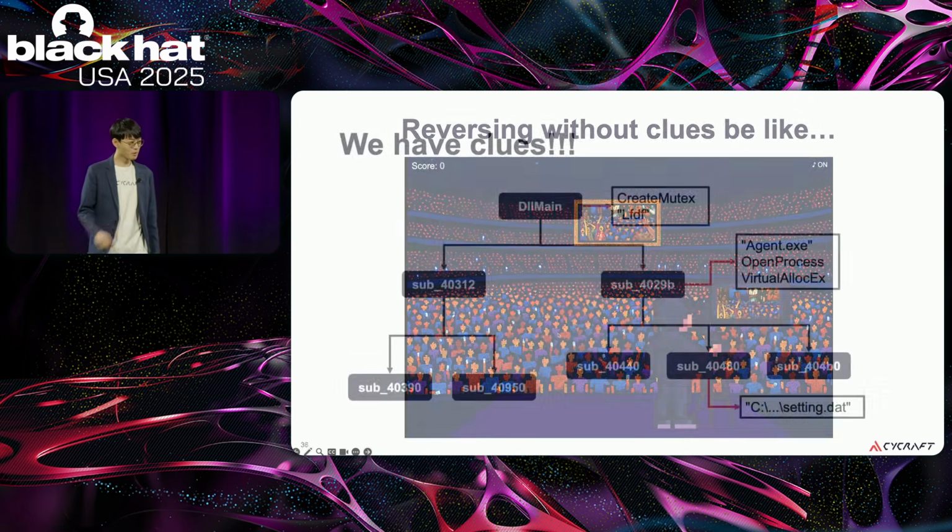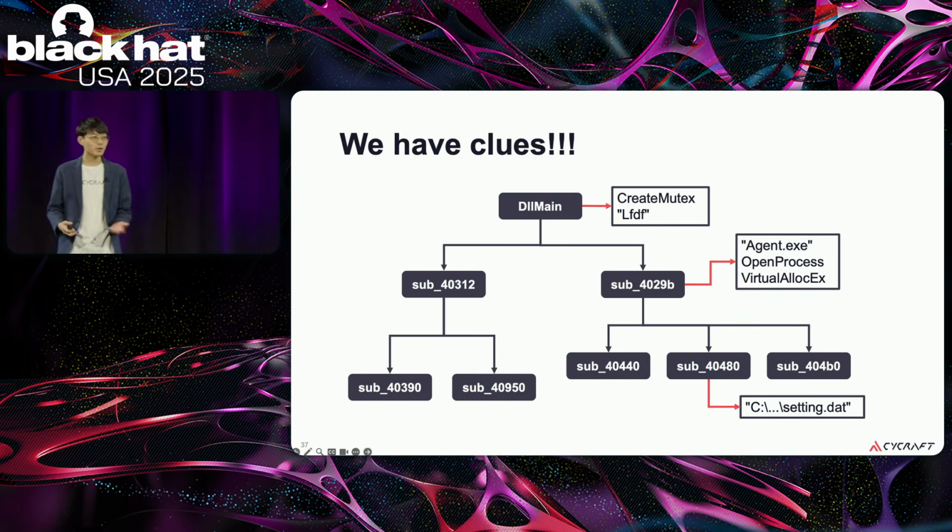But the good news is that we have clues. For example, here you can see that the 29B function has many more clues than other functions: agent.exe, OpenProcess, VirtualAllocEx. These are all clues in this function. So clearly this function is a good start for our analysis.